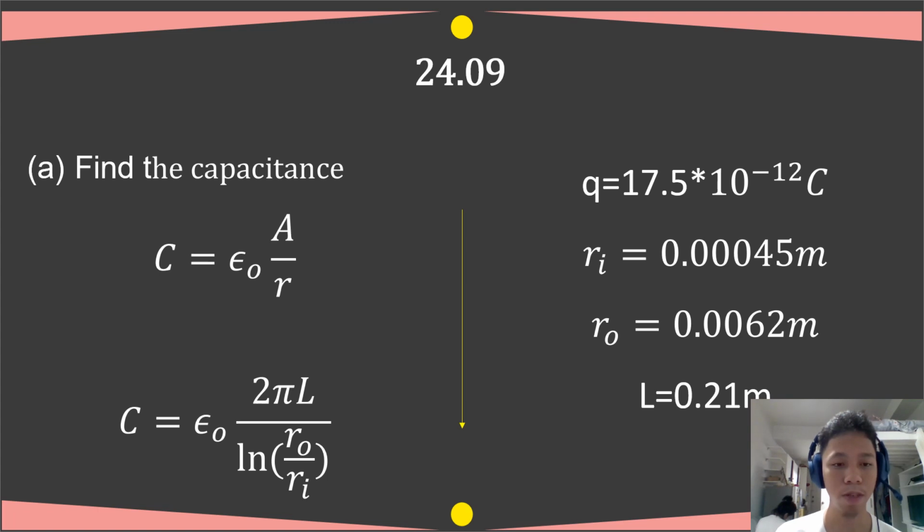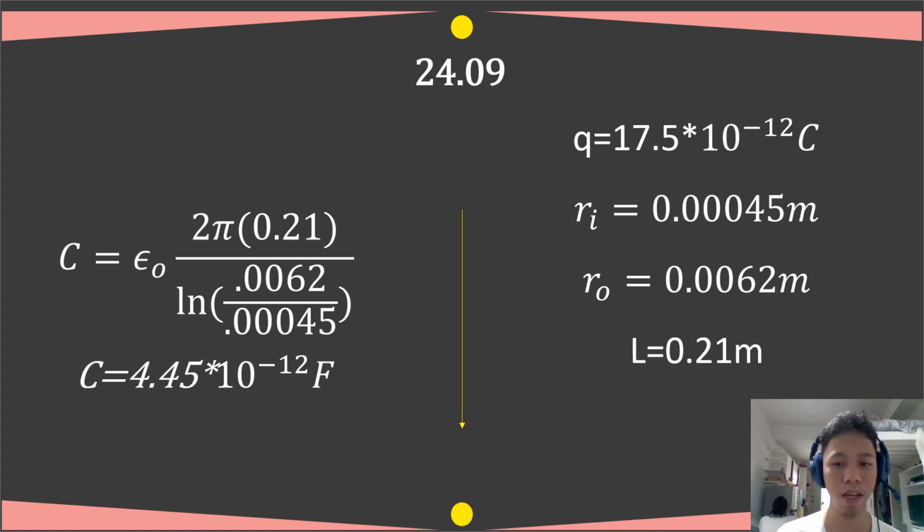First, we're gonna find the capacitance. So first of all, we're gonna list the given values, and then we're gonna use the capacitance formula, and then you're gonna substitute the A in the formula with the area of the coaxial cylinder. After that, you just substitute the given values in the formula, and then you're gonna get 4.45 times 10 raised to negative 12 farads.